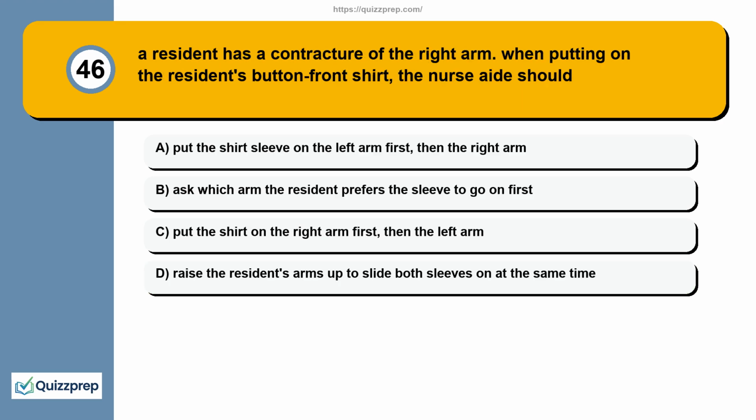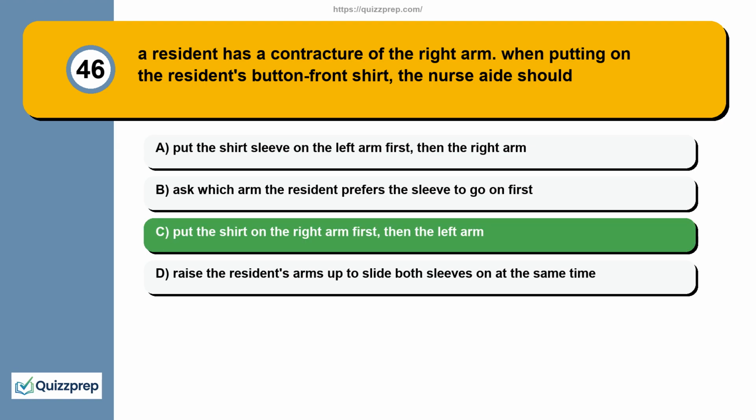Question 46. A resident has a contracture of the right arm. When putting on the resident's button front shirt, the nurse aide should: Option A, put the shirt sleeve on the left arm first, then the right arm. Option B, ask which arm the resident prefers the sleeve to go on first. Option C, put the shirt on the right arm first, then the left arm. Option D, raise the resident's arms up to slide both sleeves on at the same time. The correct answer is option C, put the shirt on the right arm first, then the left arm.